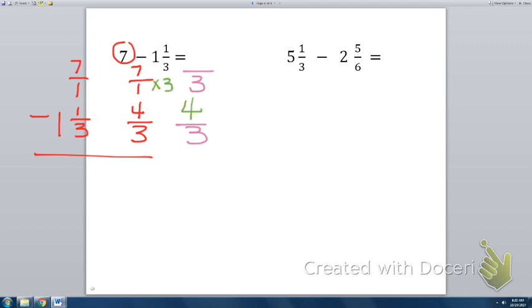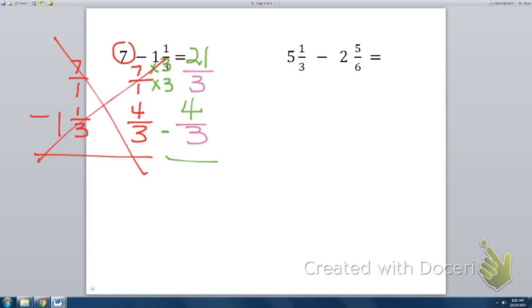1 times 3 would give me 3, so 7 times 3 would give me 21. So I've essentially converted this problem now to all improper fractions. Be careful when you do this. That means this is gone. Don't try to put that back into the problem. The problem changed to 21 over 3 minus 4 over 3.